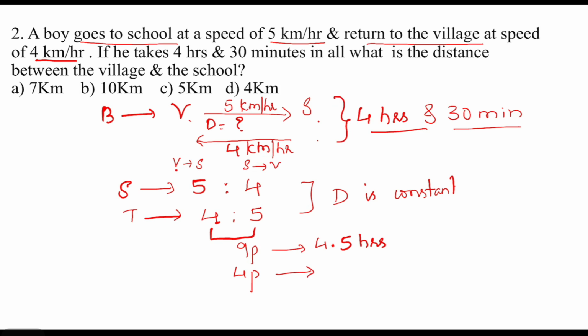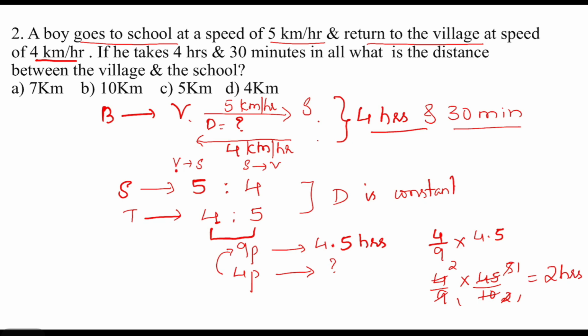The time from village to school. So this divided by this, it is 4/9 into 4.5, or 4/9 into 45/10. So 9 ones are 9, 9 fives are 45, 5 ones are 5, 2 fives are 10, 2 ones are 2. So it is 2 hours.